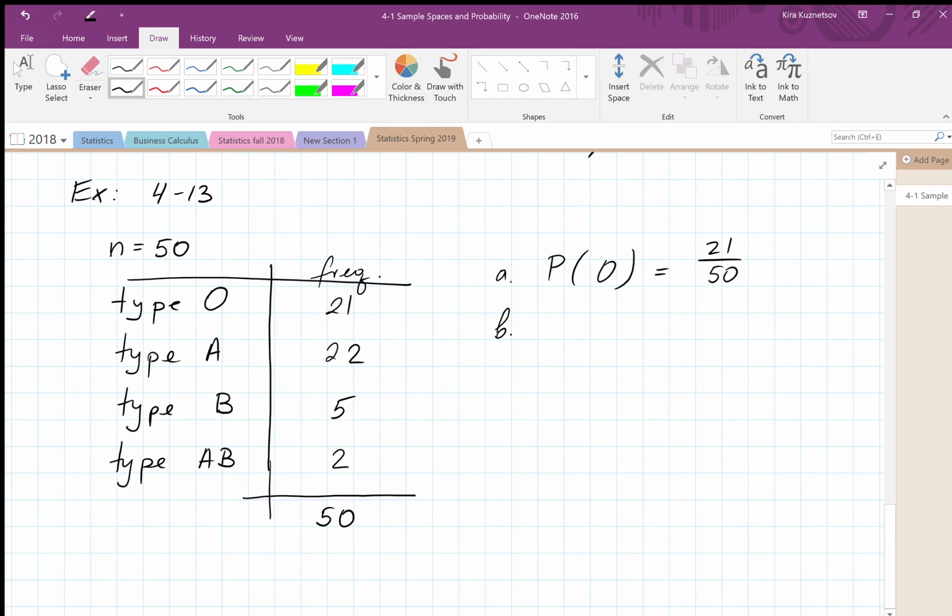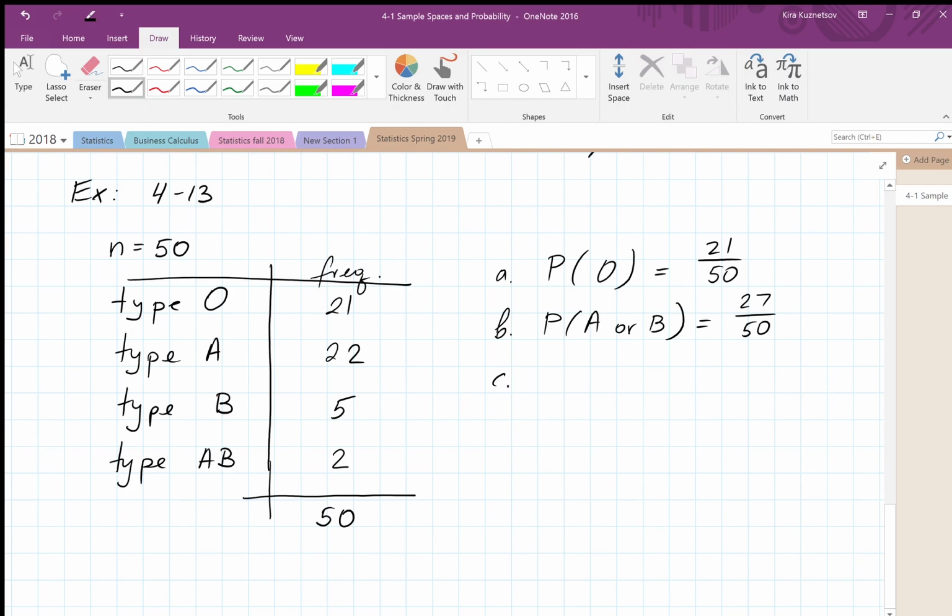Part B. A person has a type A or type B blood. So I need the probability of A or B. This is actually rule number 4 on my probability chart. And I know that there is 22 people of type A and 5 people of type B. So this brings it to 27 out of 50 as the final answer for that problem.